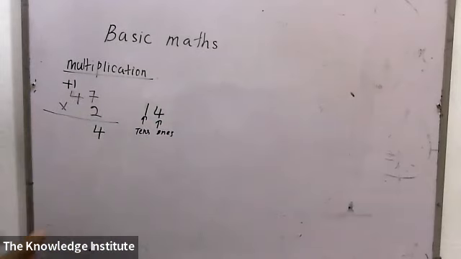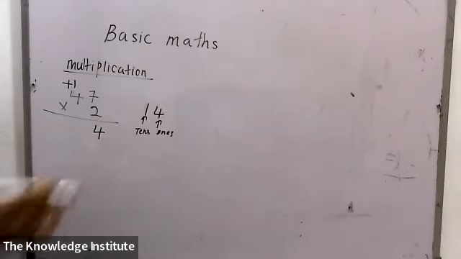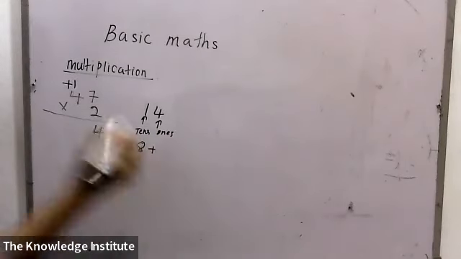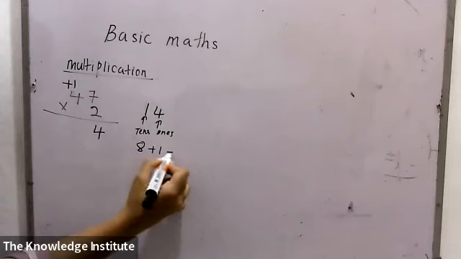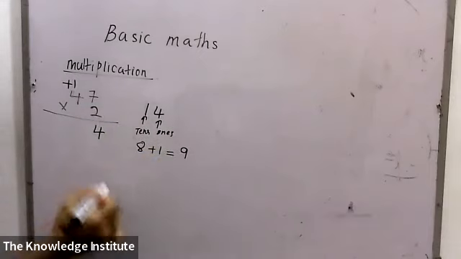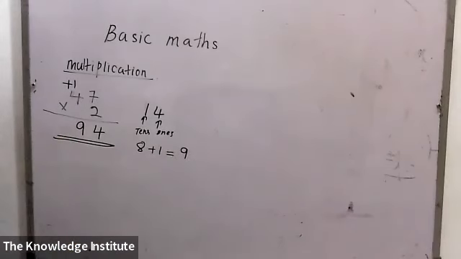4 by 2. 8. Then you have 8. Apart from that, you have this plus 1. 8 plus 1 is 9, so I'll indicate 9 here. Did you understand? Yes, teacher. Very good. Okay, next example.